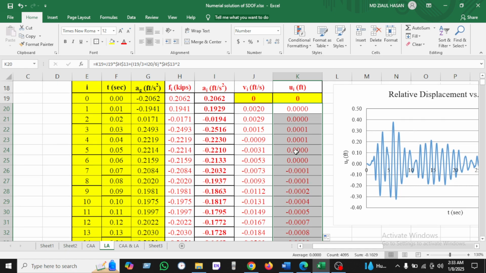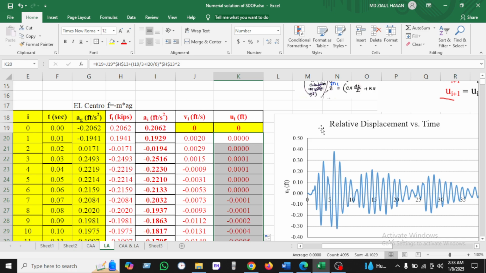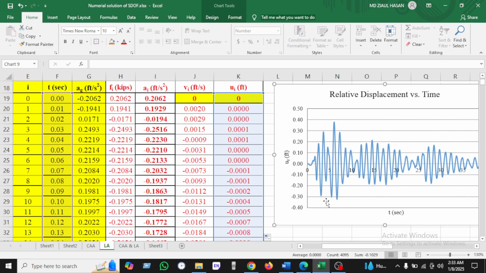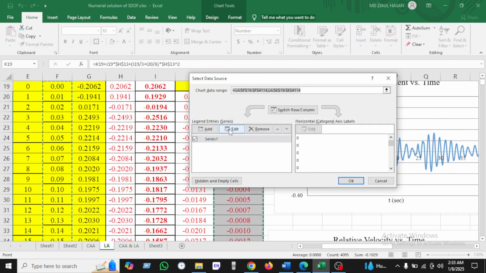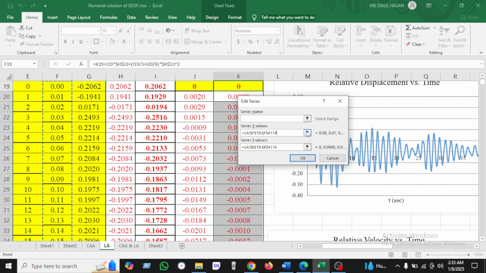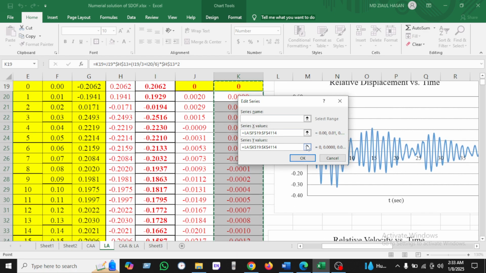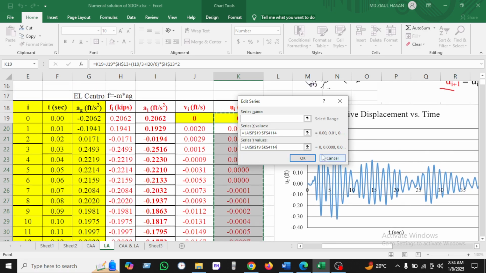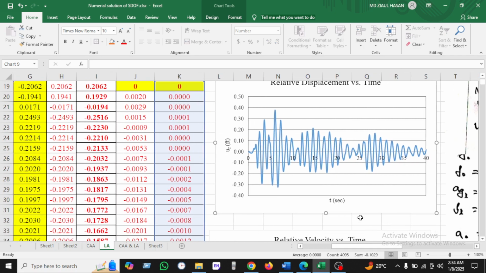Okay, I'm just clicking here and found all the data are coming here. So we are seeing here, this is the relative displacement versus time. This time is x-axis, and the displacement is y-axis. If you want to, I will draw the curve. We just click right click and series here, edit here, and x-axis. Now we are selecting all the x-axis and y-axis, and clicking OK and clicking OK. Then the graph appears here.